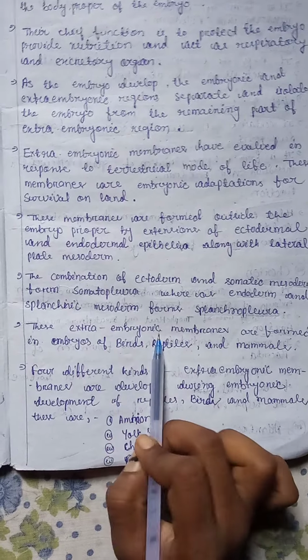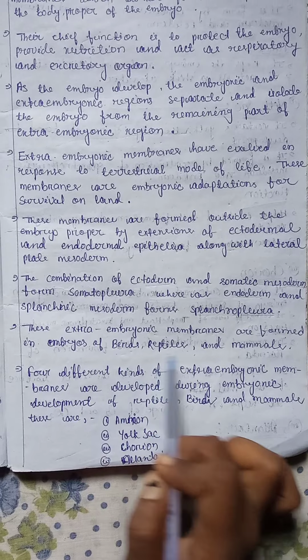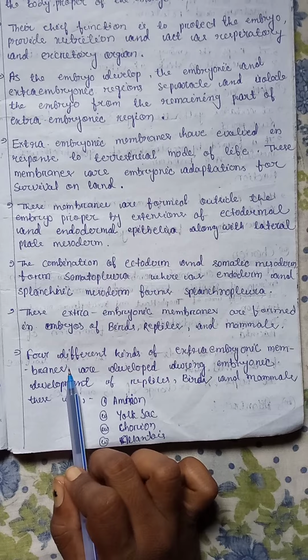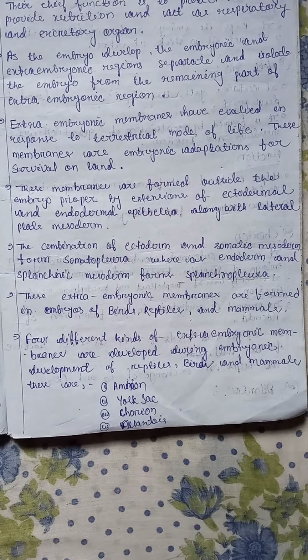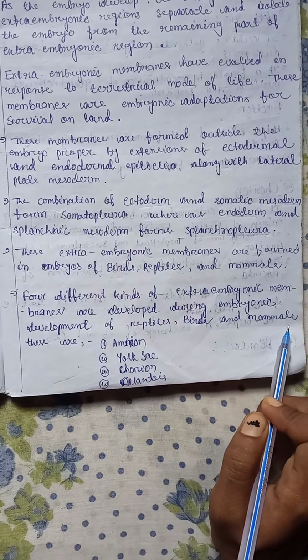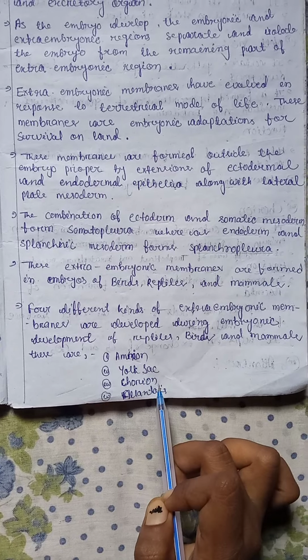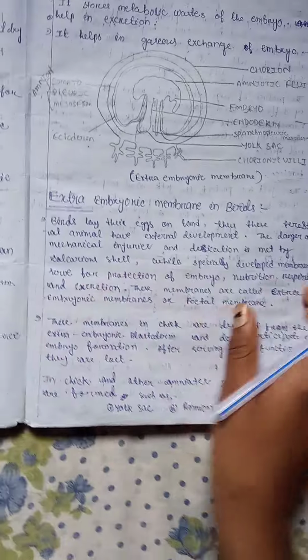These extraembryonic membranes are formed in the embryos of birds, reptiles and mammals. Four different kinds of extraembryonic membranes develop during embryonic development of reptiles, birds and mammals. These are amnion, yolk sac, chorion and allantois. We'll discuss all of these.